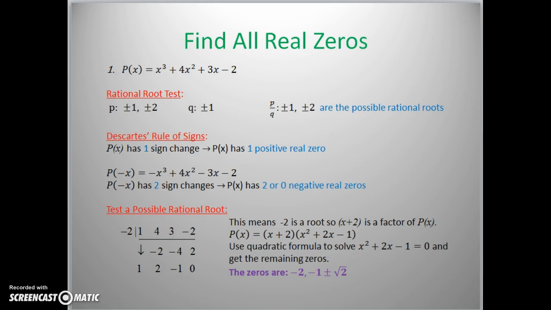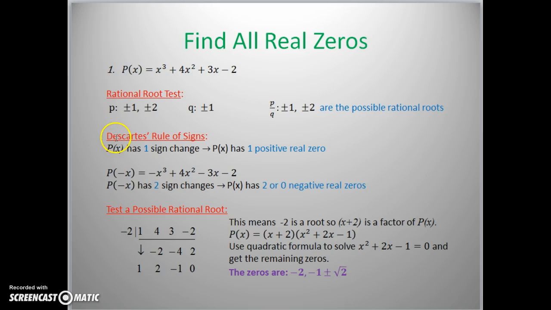These are the possible rational roots. So that means if we have any rational roots, it will be one of these 4. It does not mean that all 4 of these are rational roots. Remember, this is a degree 3 equation, so we can only have at most 3 real zeros.